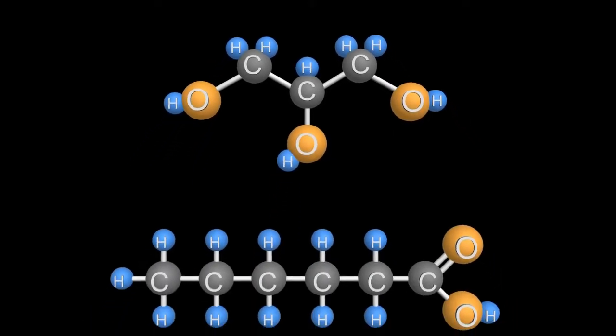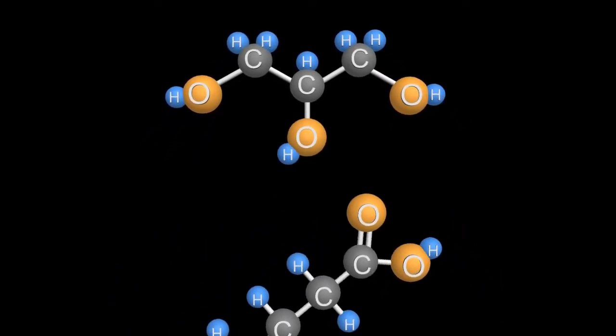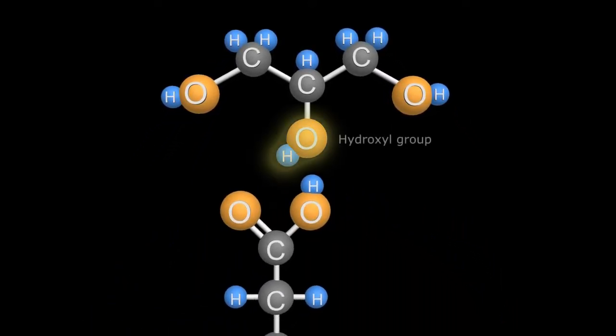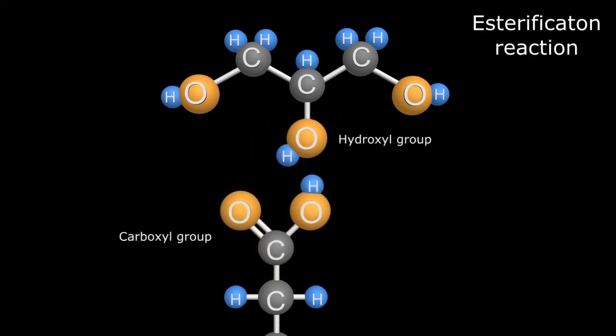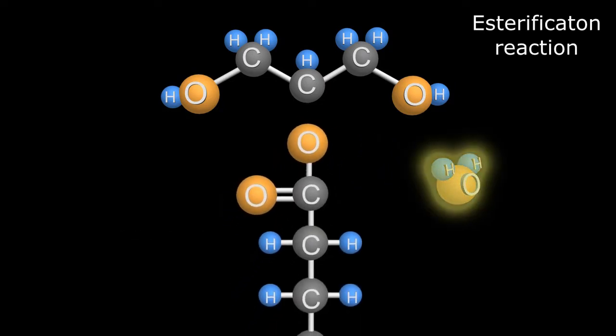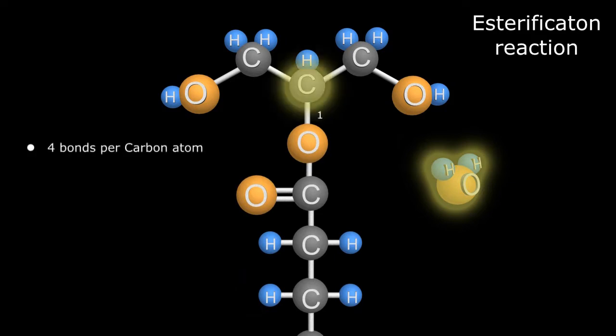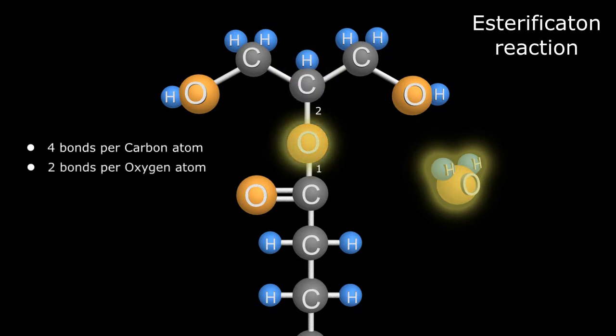The free fatty acid is joined to one of the 3 carbons of the glycerol molecule, linking the hydroxyl group of glycerol and the carboxyl group of the free fatty acid through an esterification reaction as shown here. As you can see, in the process, 1 water molecule is released during esterification, and the chemical bond accounting is satisfied with 4 bonds to each carbon and 2 to each oxygen.